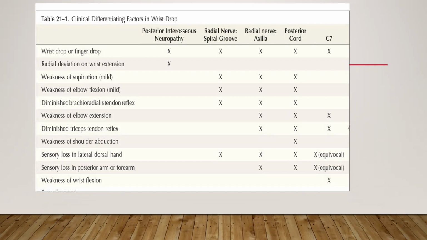Then you check the SNAPs, and if the SNAP is affected or there is sensory loss in the lateral dorsal hand or lateral posterior arm or forearm, then that is indicative of posterior cord. And in C7, weakness of wrist flexion also happens. And of course, if you needle, then there will be paraspinal involvement also.